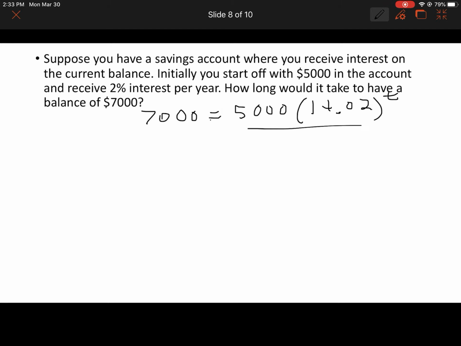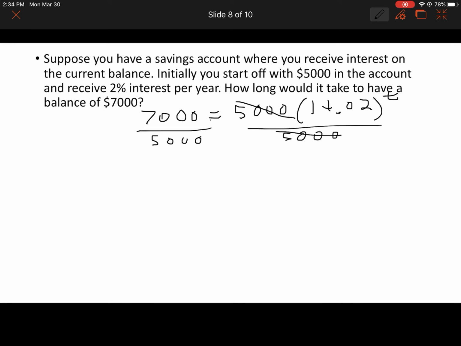Just like before, I'm going to divide both sides by 5,000. We want the exponent to be by itself. I'm going to divide by 5,000 on this side too, because equations have to be equal to each other. Whatever you do on the one side, you have to balance it out on the other side as well. It's just like a scale, if you take a weight off one side, you got to take it off the other side, otherwise it becomes unbalanced and therefore not equal. So the 5,000s cancel out.